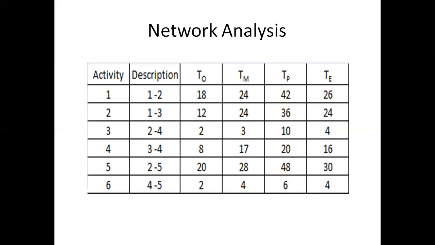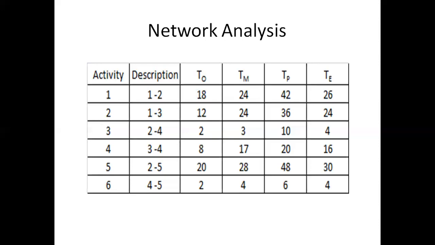Activity 3 is 2 to 4, with T0, the optimistic time, of 2 days, the normal time of 3 days, and the pessimistic time of 10 days. And for activities 4, 5, and 6, that is 3 to 4, 2 to 5, and 4 to 5. Now, what we must see here is that the T0 or the normal activity is 18 days.